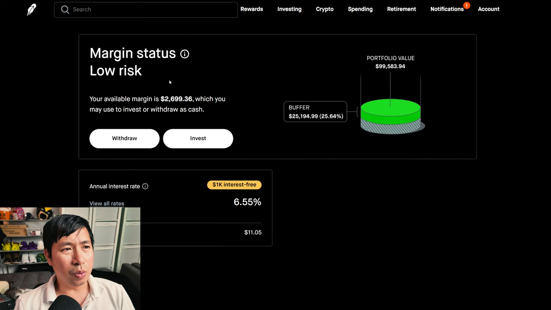My margin status is low risk. My buffer is $25,194.99. This is how much money I can lose before I get margin called. My annual interest rate is 6.55%. The daily interest I'm paying is $11.05, and I'm borrowing $1,000 of margin interest-free.